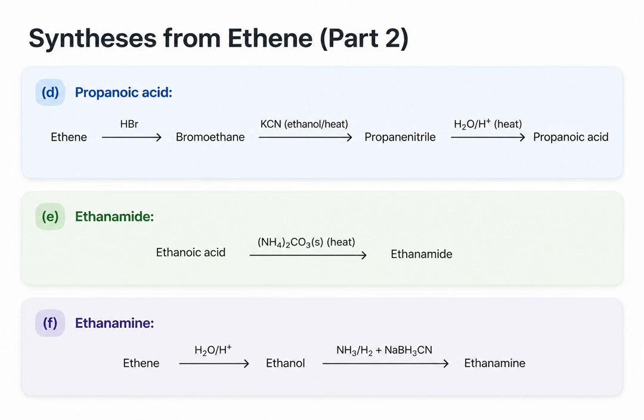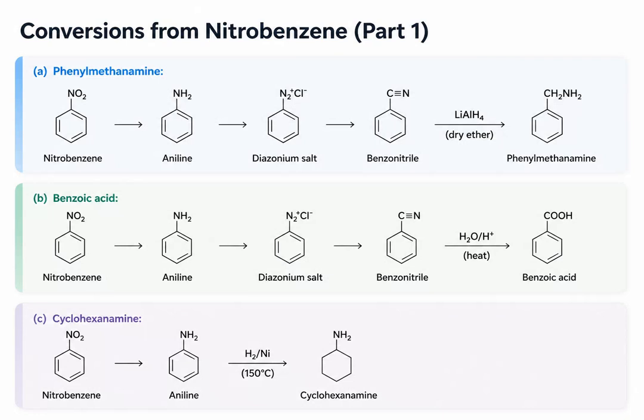Finally, to make ethanamine directly, we can convert ethene to ethanol, oxidize it to ethanal, and use reductive amination with ammonia and sodium cyanoborohydride. Now let's tackle question 23, starting from nitrobenzene. The general strategy here is to first reduce nitrobenzene to aniline, then diazotize it.